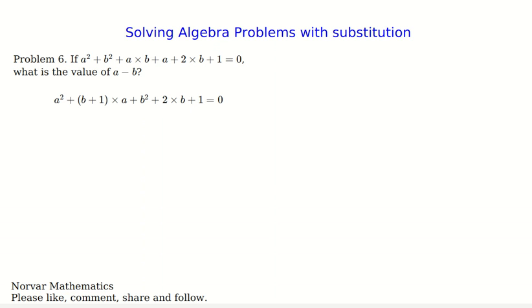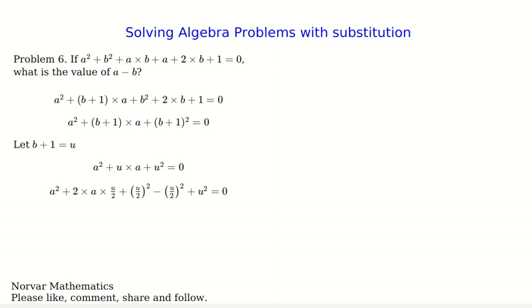The last three terms are perfect squares, the square of b plus 1. A squared plus (b + 1) times a plus (b + 1) squared is equal to 0. Let b plus 1 be equal to u. Substitute. A squared plus u times a plus u squared is equal to 0. Applying perfect square: a squared plus 2 times a times u over 2 plus (u over 2) squared minus (u over 2) squared plus u squared is equal to 0.